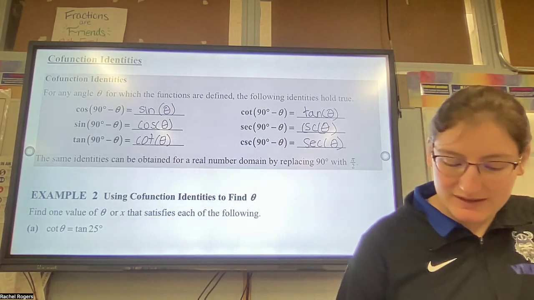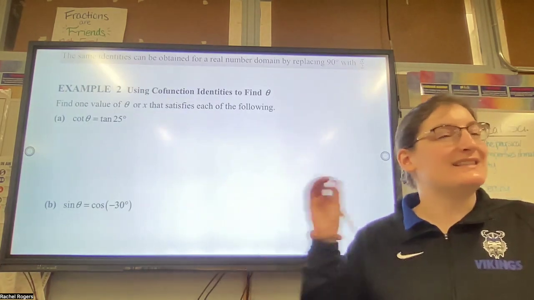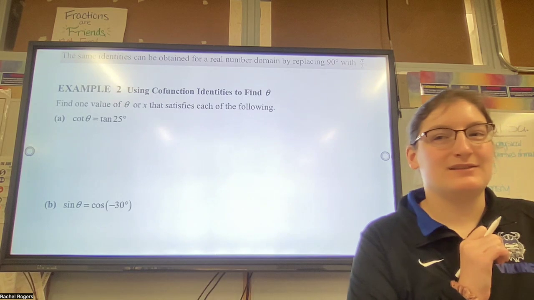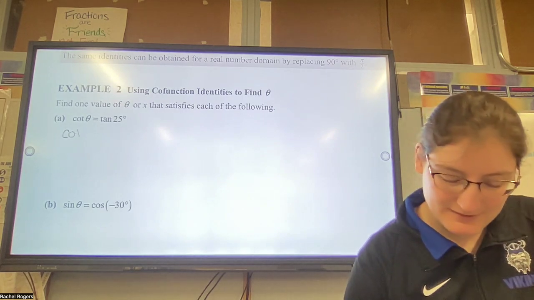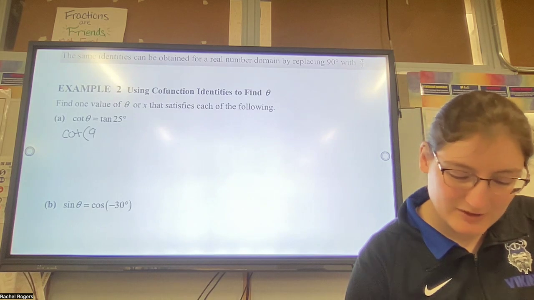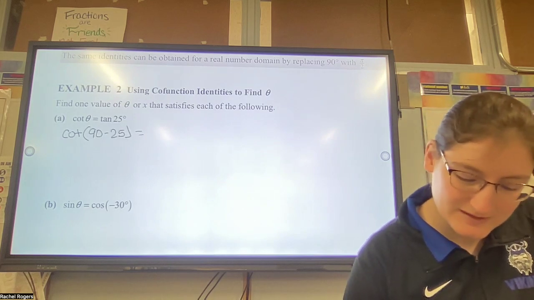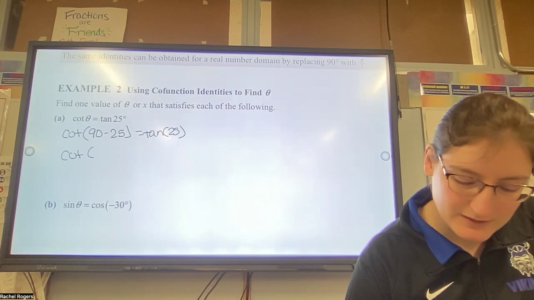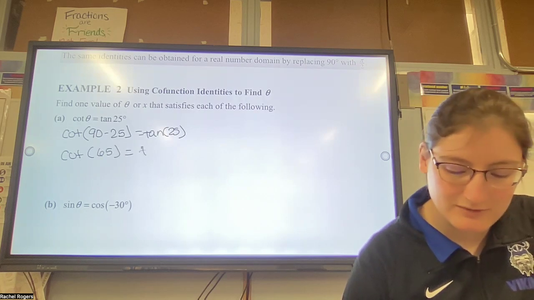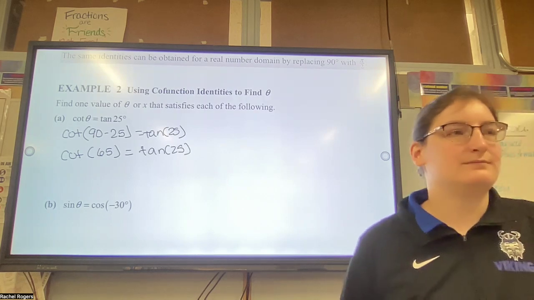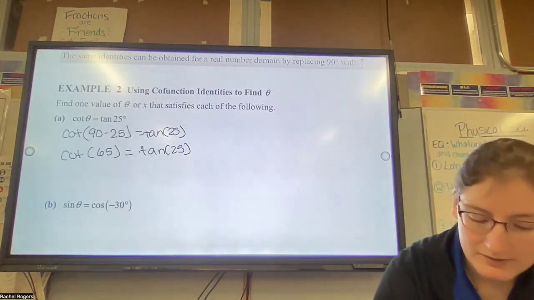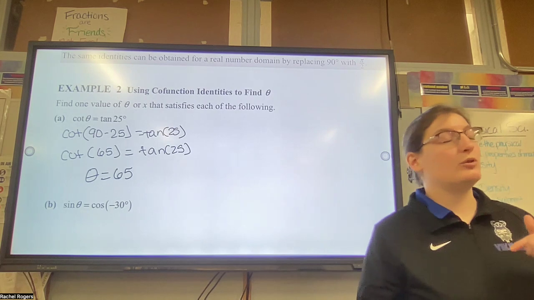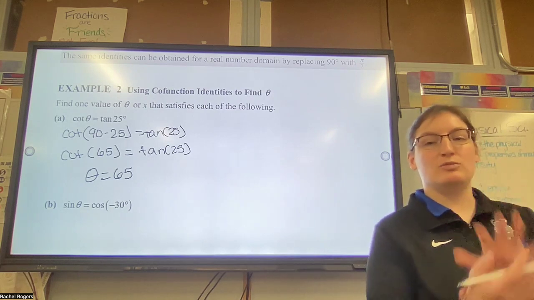So one of the ways that we can use this is: cotangent of what is exactly equal to the tangent of 25? That'd be 90 minus 25. So the cotangent of 65 is equal to the tangent of 25. Theta in this case would need to be 65 degrees if you're plugging it into the cotangent, or 25 degrees if you're plugging it into tangent. And you would get the same numerical value out.